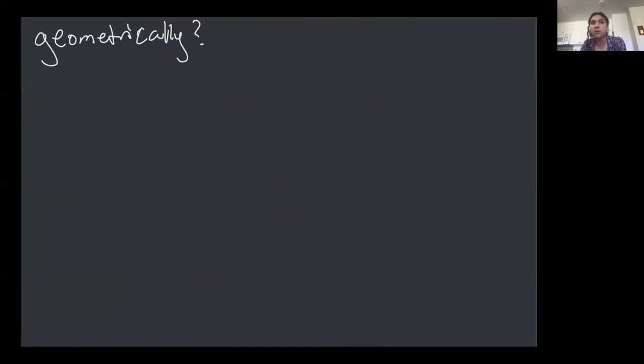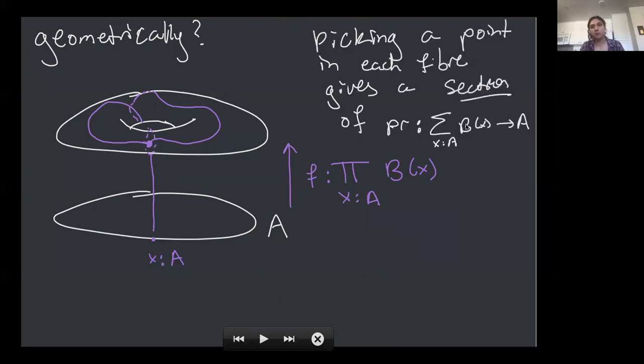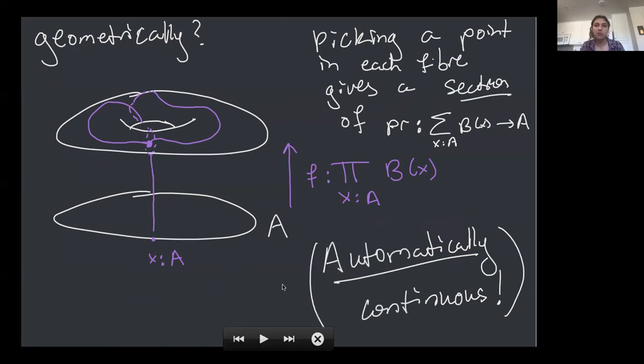And geometrically, what does this mean? Well, geometrically, this is a section of the fiber bundle. To every point downstairs, I associate a point upstairs, right? That lies above it. And so you can think about this as being a global section of the fiber bundle. Exactly. So it's a section of the natural projection function from the total space to the base space. And notice this is automatically continuous.